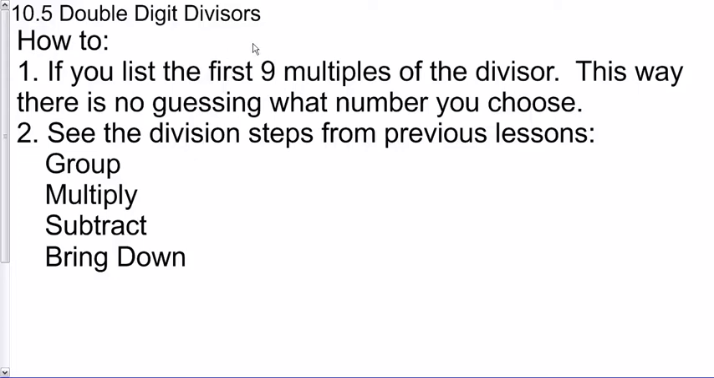Double-digit divisors. The process is exactly the same as a single-digit divisor, only we're going to use the strategies and methods we used yesterday when finding out where the first number goes and whether that first number is too high, too low, or too right. But something we can do to combat that is list the first 9 multiples of the divisor. If I count by my divisor, you don't have to guess what number to use. Process is the same. We group, we multiply, subtract, bring down.